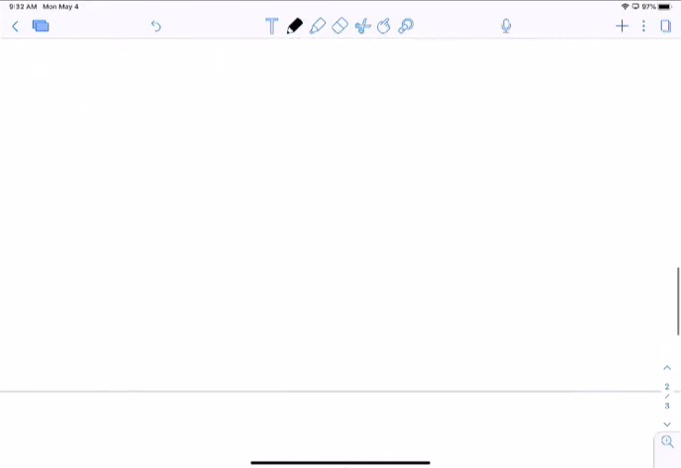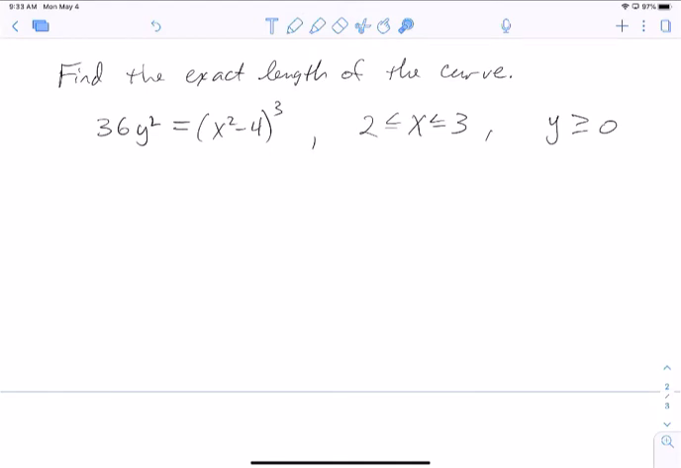Next, we're going to evaluate an integral by hand. Find the exact length of the curve 36y squared equals x squared minus 4, the quantity cubed. X is going to go from 2 to 3. Y is greater than or equal to 0.